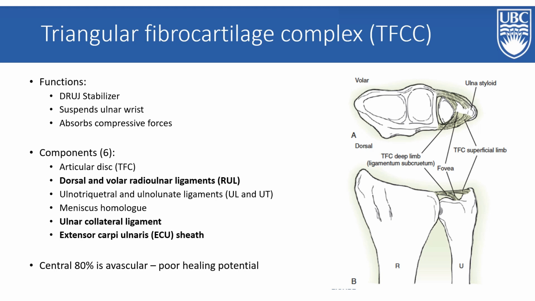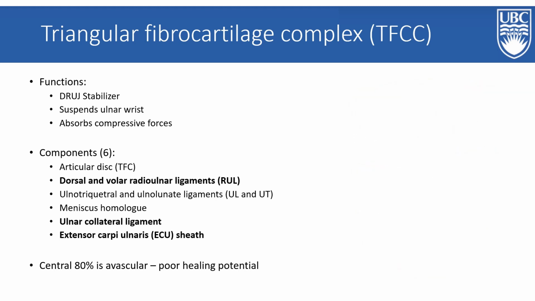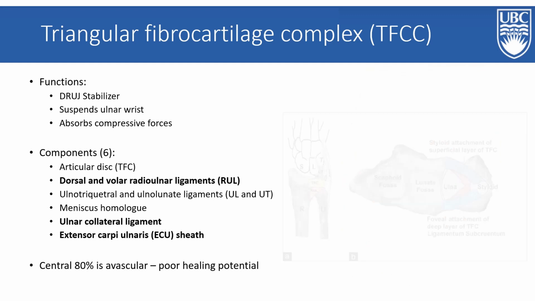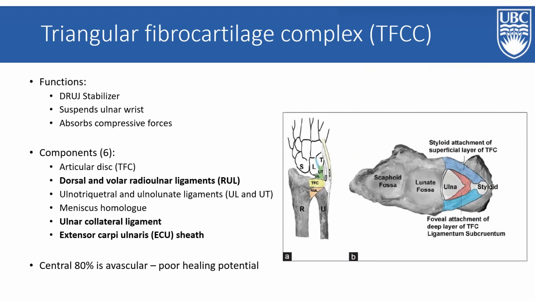The TFCC is made up of 6 components: the articular disc, also known as the triangular fibrocartilage, or TFC, of which the central 80% is avascular and has poor healing potential when injured. The dorsal and volar radio-ulnar ligaments are the primary stabilizers. Other components include the ulnar carpal ligaments, the meniscal homologue, the ulnar collateral ligament, and the ECU sheath, which is a secondary stabilizer.